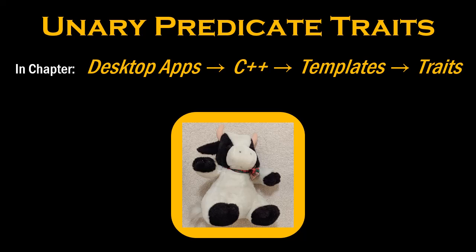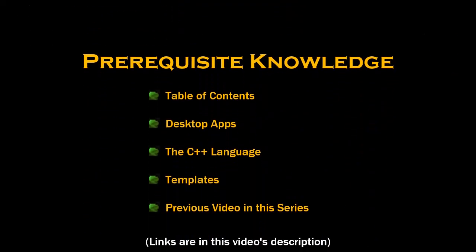The topic of this video is Unary Predicate traits. Before proceeding, make sure that you have already watched these other videos first.